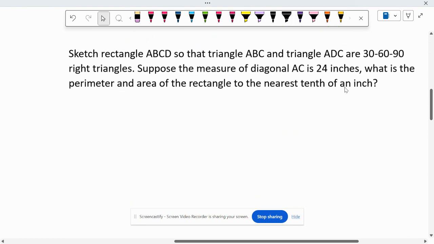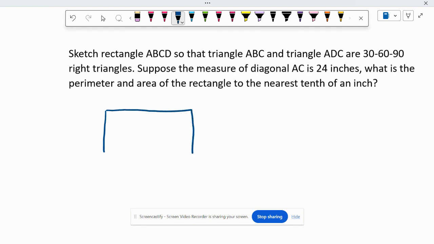I'm sorry. Okay, so this next one says sketch rectangle ABCD. So I'm going to just draw this rectangle and label it ABCD. Triangle ABC and triangle ADC are 30, 60, 90s. This is the small angle, this is the bigger angle. That makes sense because 30 plus 60 equals 90. And it says the measure of the diagonal is 24 inches.